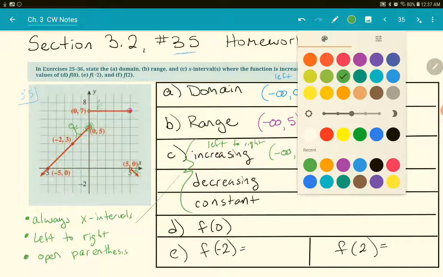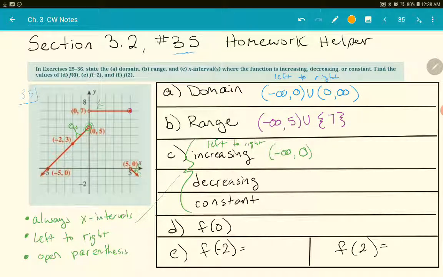Now decreasing, let's do that one in orange. So decreasing is down here. So he's walking from left to right and he's going downhill. So that would be starting at x equals 5 and he walks forever.